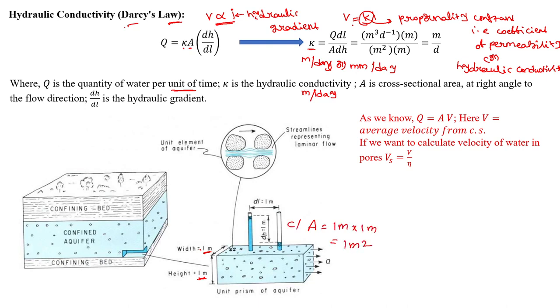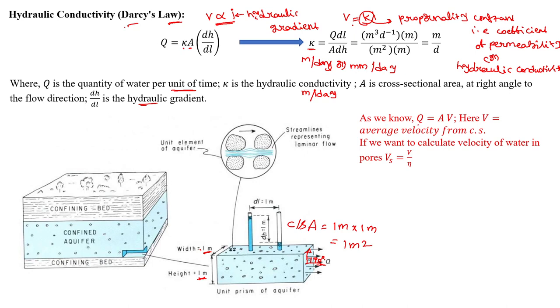This cross-sectional area we should always take perpendicular to the flow direction. This is the flow direction, and perpendicular to it, the cross-sectional area should be at 90 degrees. So whatever cross-sectional area we take, it should be perpendicular to the flow direction. And dH by dL is the hydraulic gradient, as I have shown. Okay, so this is all fine.